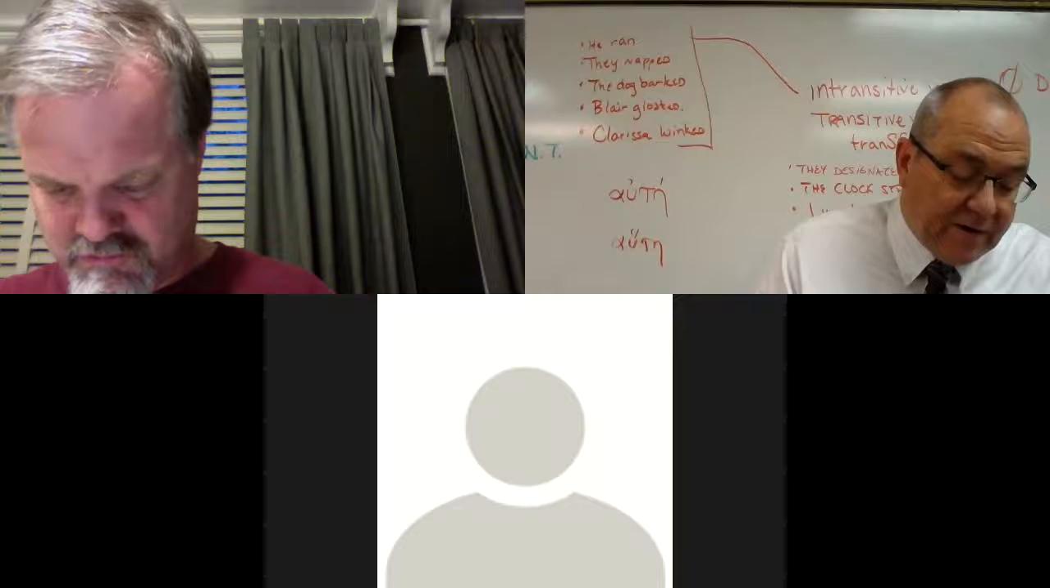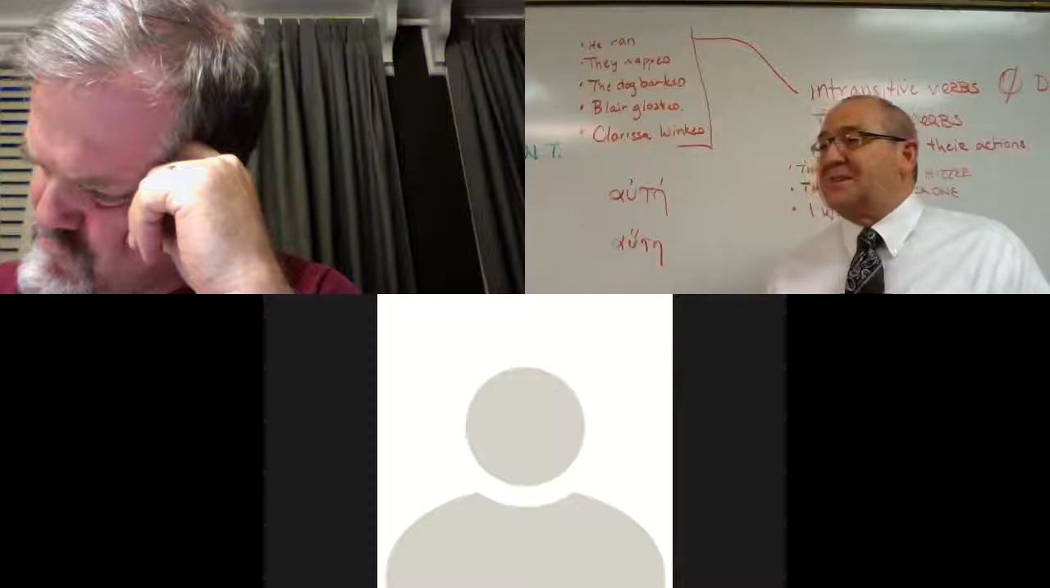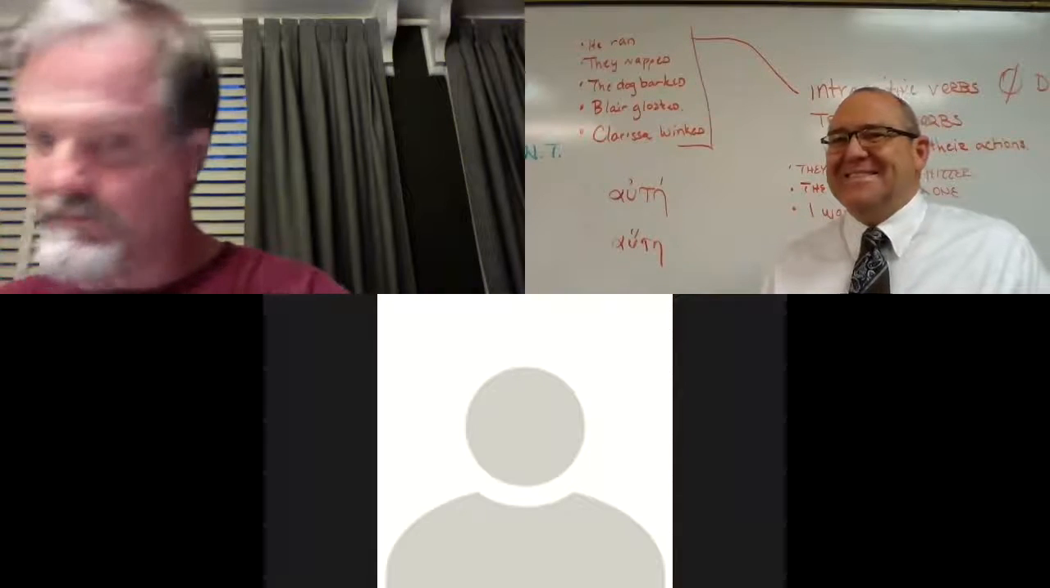Why is gar the second word in the clause? It's a postpositive conjunction. And locate karin. Again, this is a noun, accusative singular, feminine form of charis, which is what? Grace. Okay, there's chapter 10.